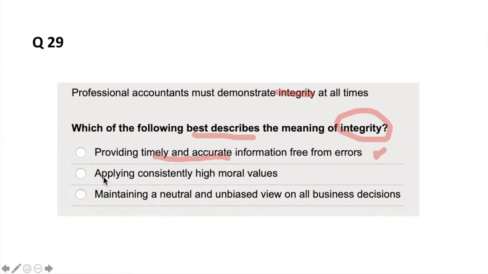Number two, applying consistently high moral values. That's obviously a very good answer, and that has to do with the values and the high morals, and that is close to what integrity is all about. And finally, maintaining a neutral and unbiased view of all business decisions. That is basically being, let's say, independent, I would say. So that's not integrity, that's more of independence. So this one and this one are not good enough. High moral values is the one we need.